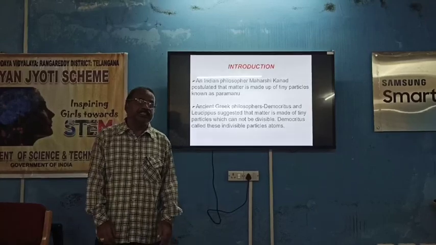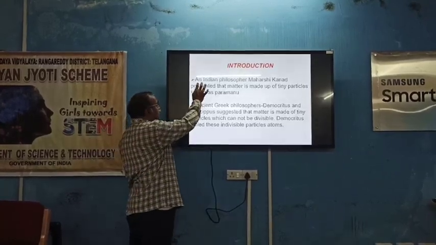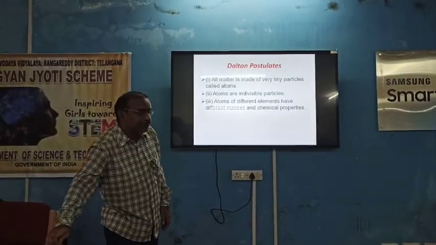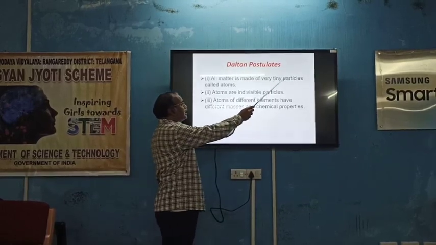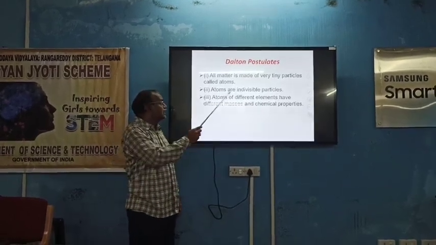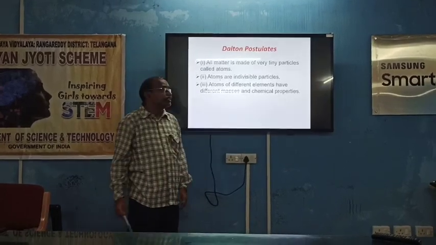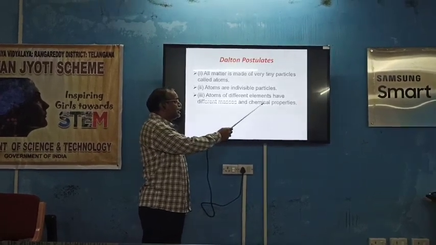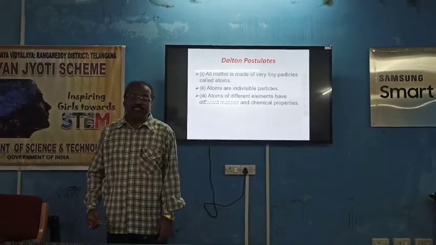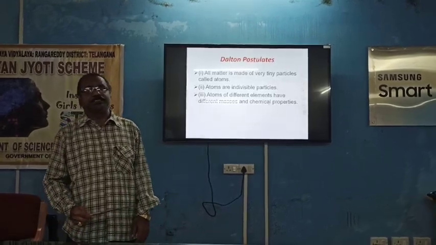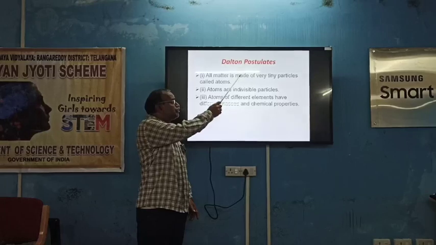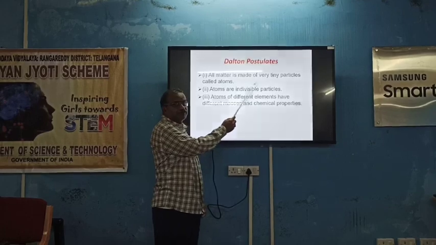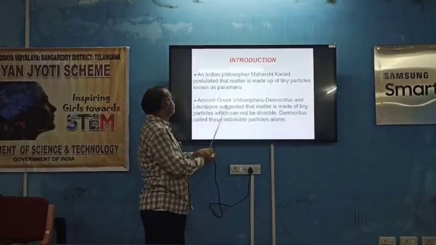Dalton's postulates were studied in our previous chapters. Some of the important points are: matter is made up of very tiny particles called atoms, and atoms are indivisible particles. Third, atoms of different elements have different masses and different chemical properties. According to Dalton, matter is made up of very small particles which are not divisible.